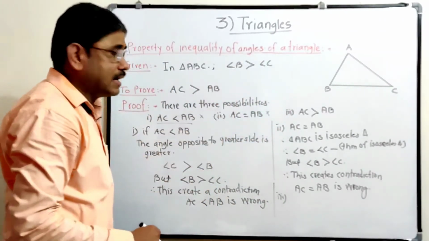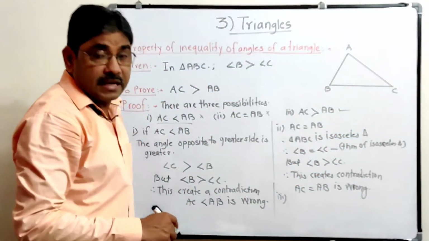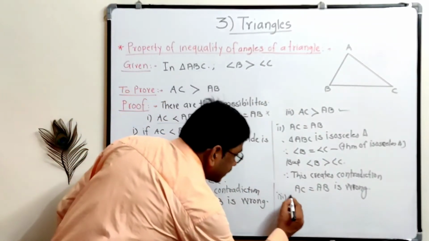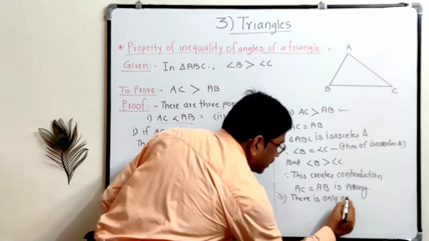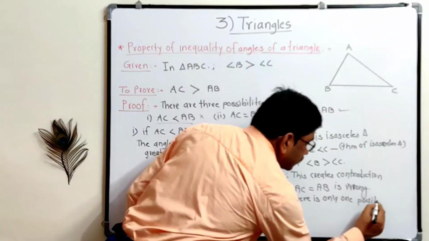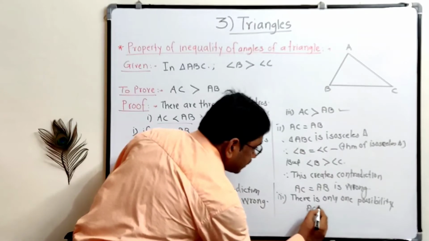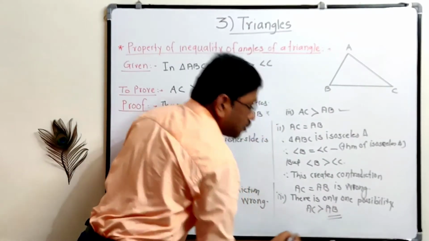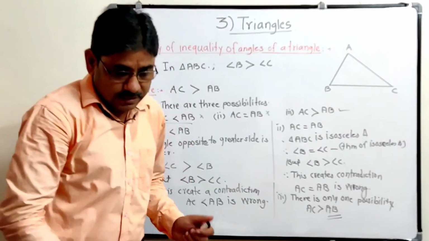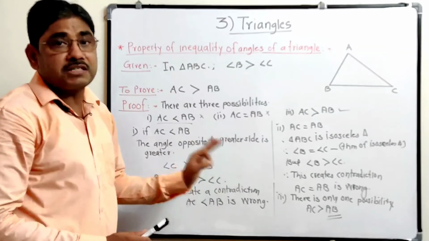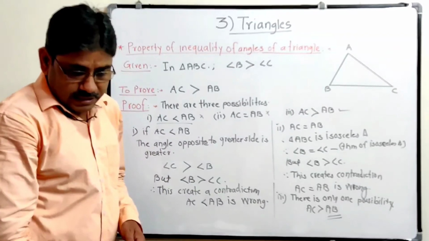There are only three possibilities. If the first is not possible and the second is not possible, then the third must be true. Therefore there is only one possibility. So what we can write? Therefore there is only one possibility. Which one? AC greater than AB. So in this way, this proof is called an indirect proof. Indirectly we prove this one. So AC greater than AB is the only possibility, and that's why we can prove AC greater than AB. In this way, this fourth theorem is completed.